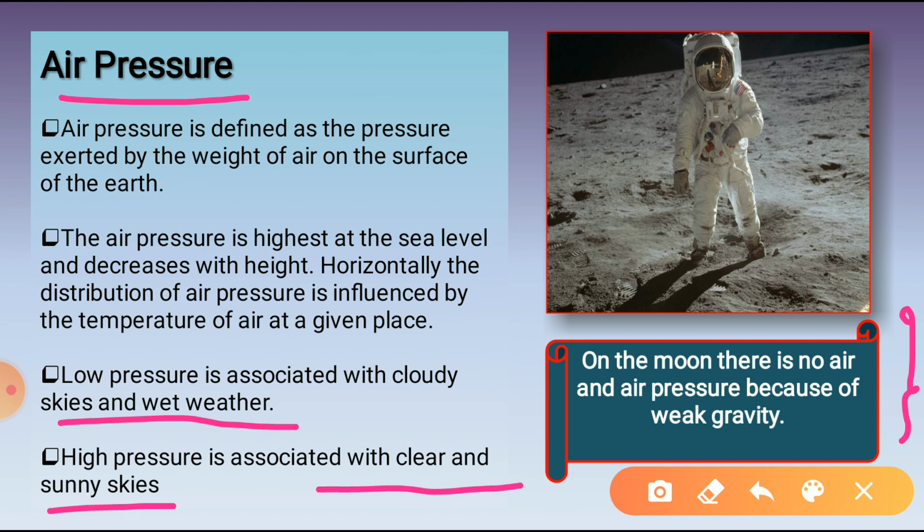So, this is what the low pressure area and the high pressure area are. A low pressure area is associated with cloudy skies and wet weather, whereas high pressure areas are associated with clear and sunny skies.